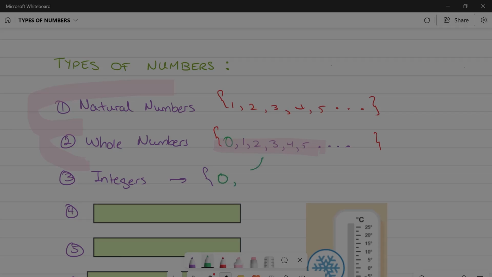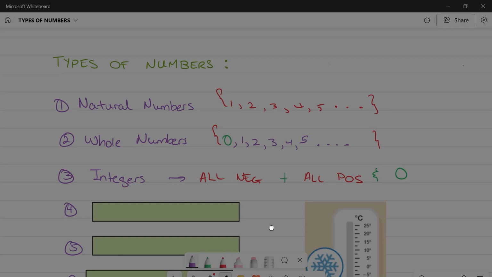They include all the positive numbers as well: 1, 2, 3, 4, 5, and all the other positive numbers. Integers also include all negative numbers: -1, -2, -3, -4, and continuing onwards until infinity. So we can describe integers as all negative numbers, all positive numbers, and 0.